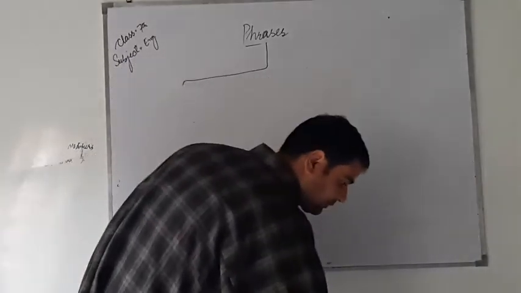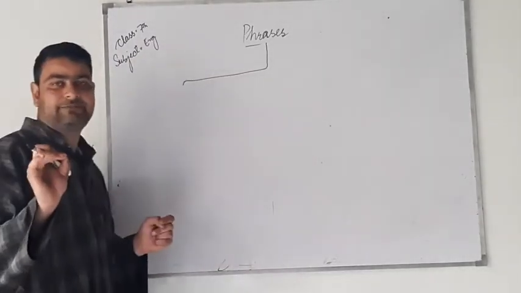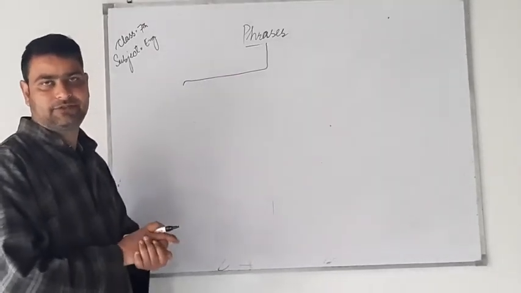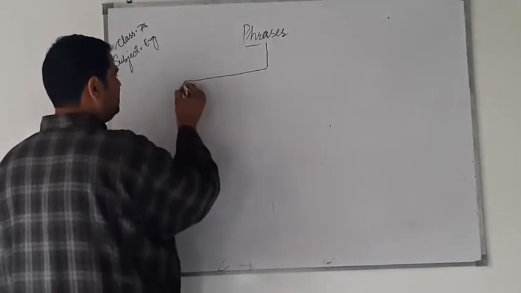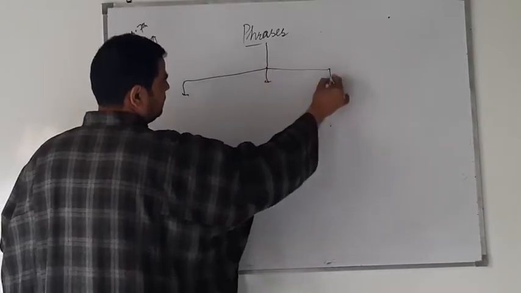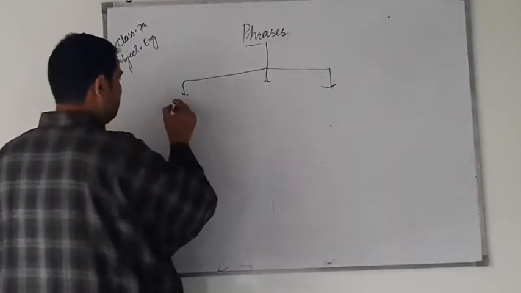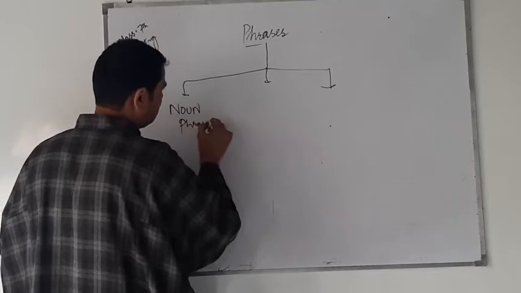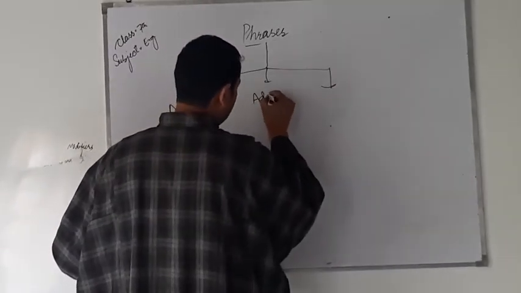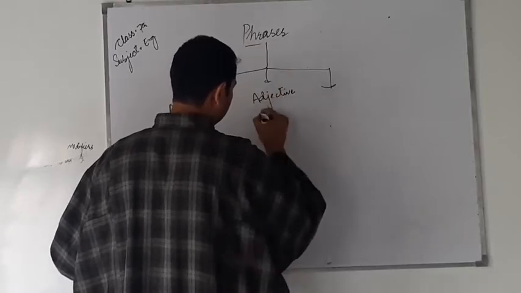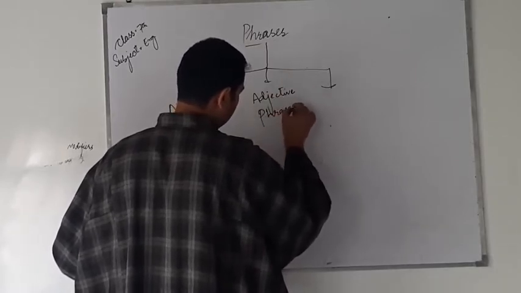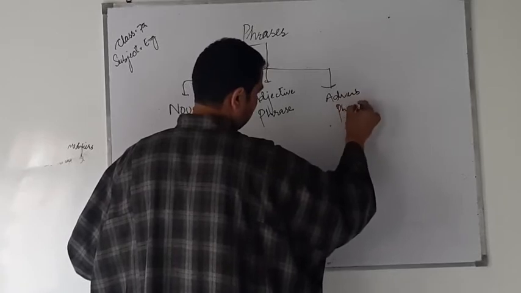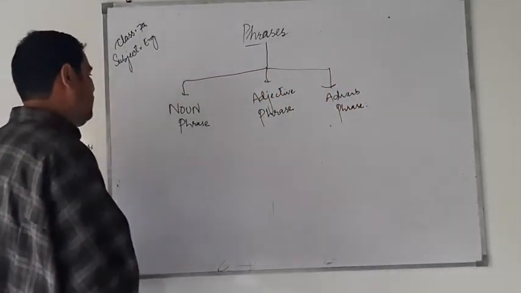Dear students, your book has mentioned only 3 kinds, and let us go as per the book. Otherwise, there are 10 kinds of phrases. But we will discuss only these 3 which are in our syllabus. Kinds of phrases: one is noun phrase, another is adjective phrase, another is adverb phrase. But let us discuss them one by one.